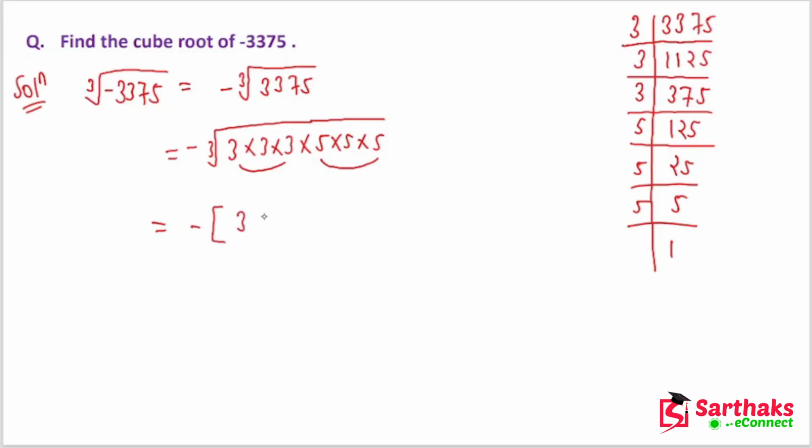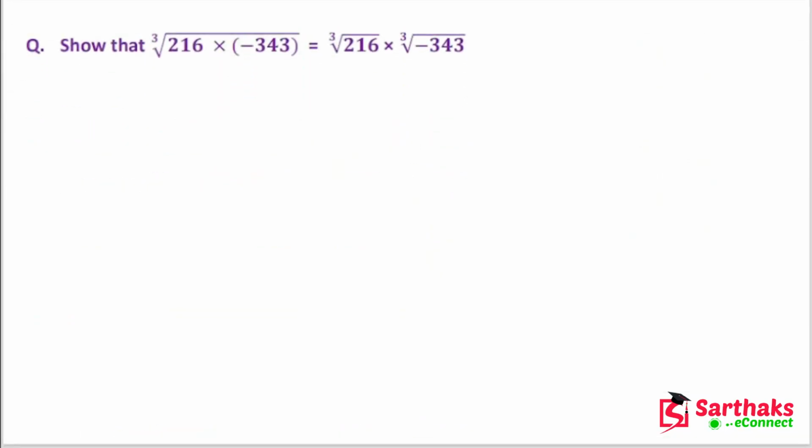So it would be 3 into 5. So we will have minus 15. Right. So minus 15 would be the cube root of 3375, not minus 3375. Okay. So see, cube root of a negative number is also negative. So now I must say that you would have got the method of how to calculate the cube root of a negative number. Now let's step up the questions and try to solve this question.